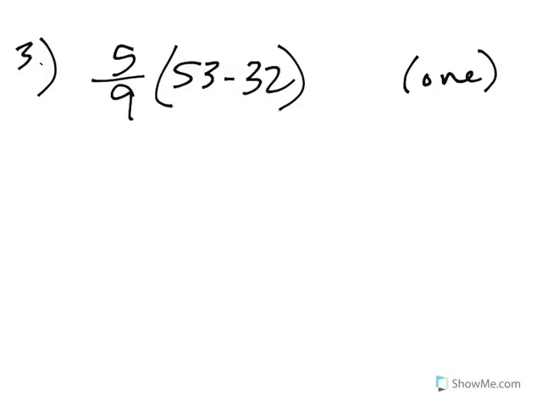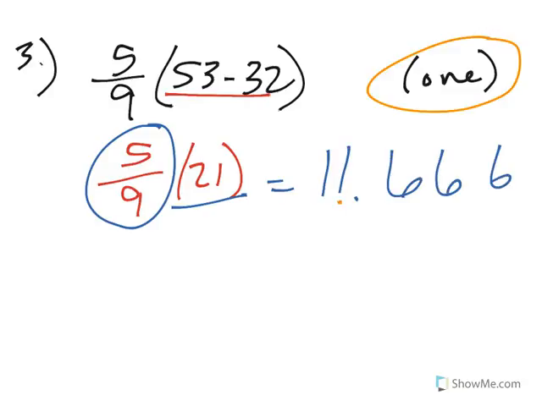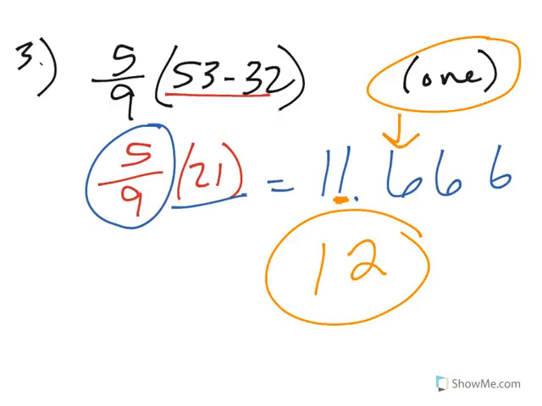Number 3 asks us to round to the nearest 1. Well, following the order of operations, we've got to do the parentheses first. So inside parentheses, 53 minus 32 will give me 21. So I've got 5 over 9 times 21. Now, order of operations, I see division first. So I'm going to take 5 divided by 9 and then multiply by 21. So divide first, then multiply by 21, and I'm going to get 11.666. Well, directions, nearest 1. Here's my 1 spot, 6 rounds up, so my answer is going to be a nice 12. And you might recognize that formula. It is a conversion, Fahrenheit and Celsius.